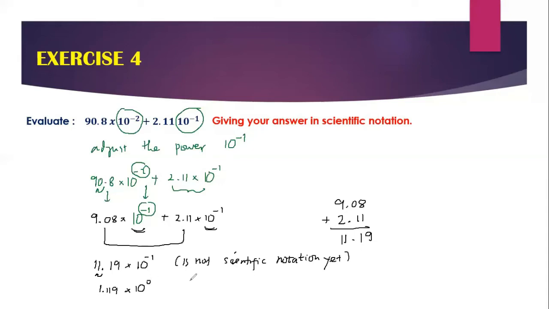Okay, once again, 1.119 times 10 to the power of 0. Now we got one digit before the decimal. So this one is scientific notation. Clear one? Okay, go to the next example.